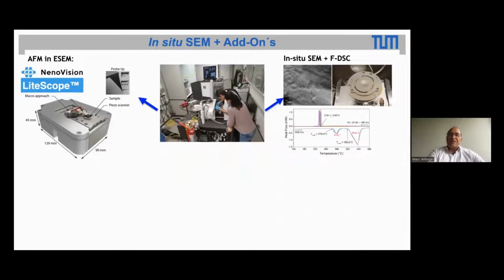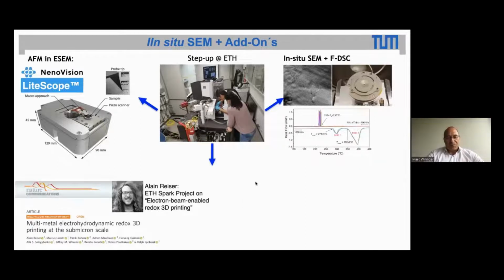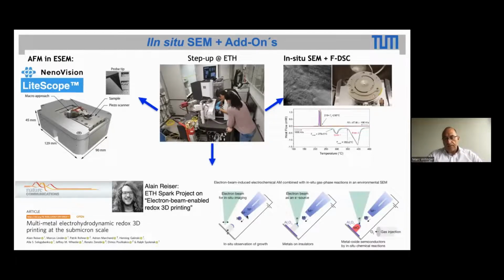And then just to show you another thing that we installed inside the microscope, that I find quite exciting. That is based on the work of Ralf Spolenak's group with Colin Reiser. They did electrohydrodynamic redox 3D printing. So basically they have a little metallic wire in an electrolyte. They apply voltage and they make metal ions, that are then sprayed through a little opening to the opposite side, so to the cathode.